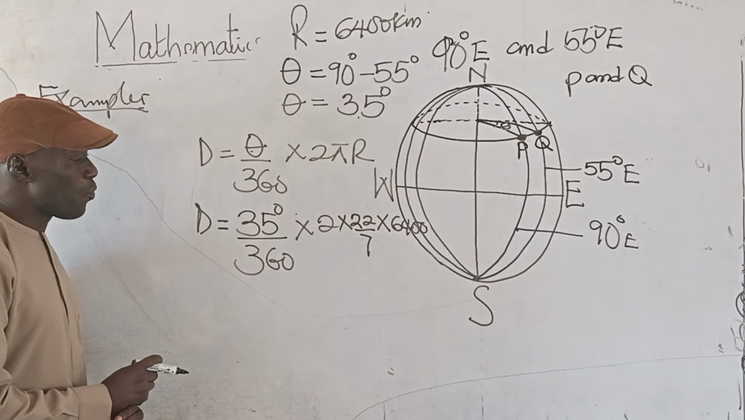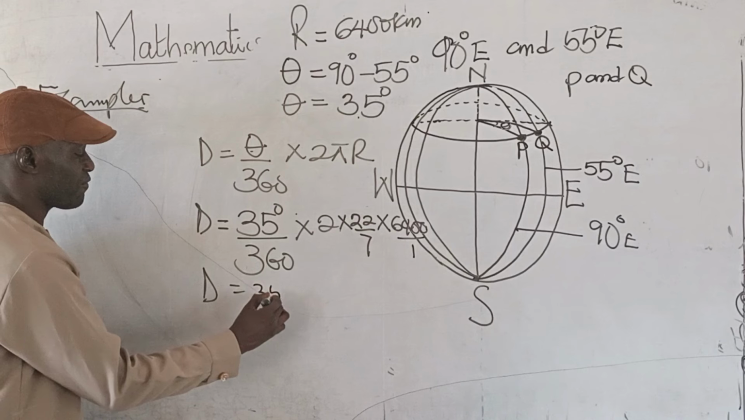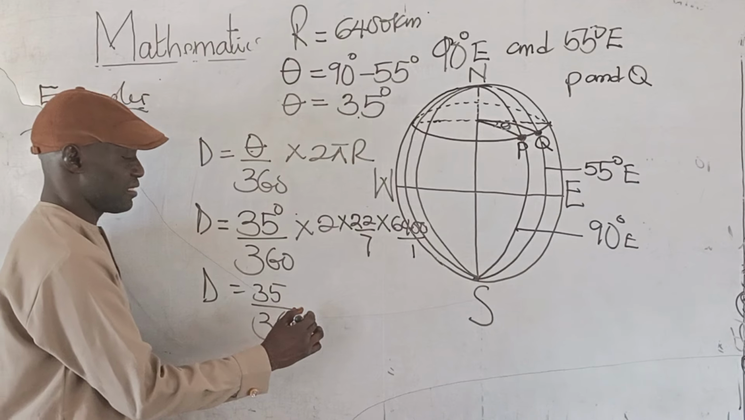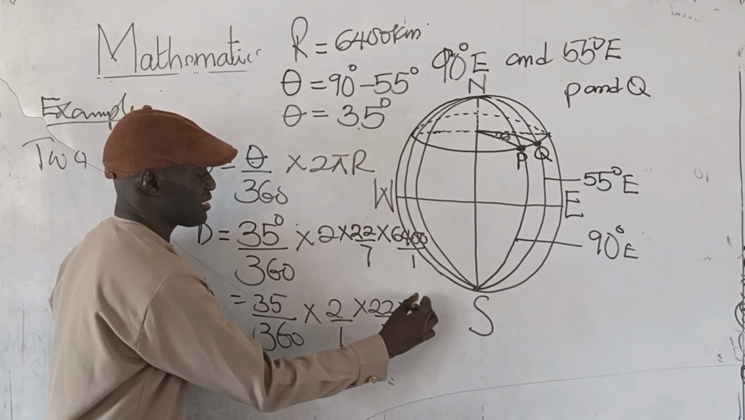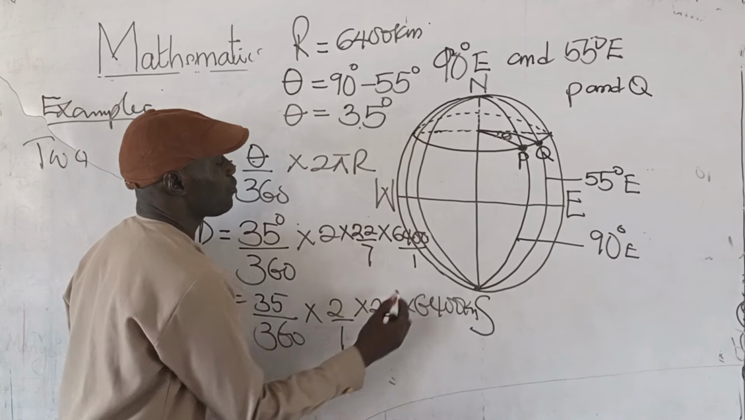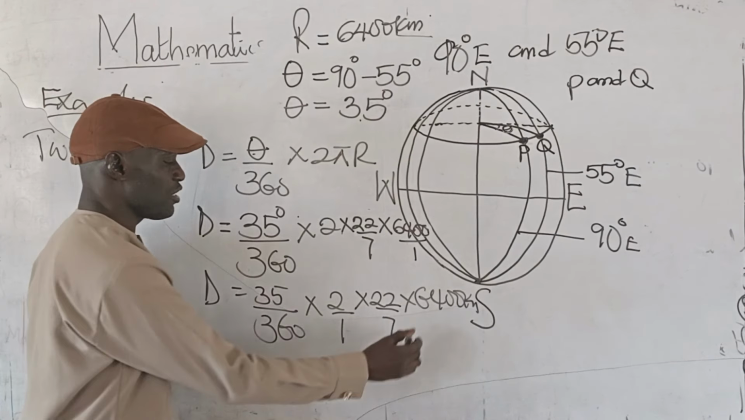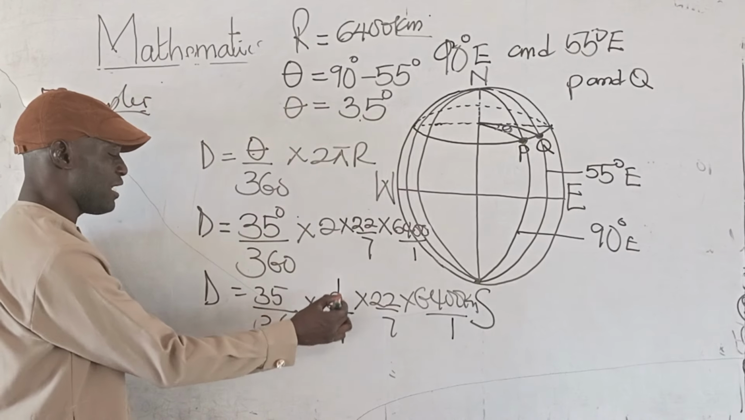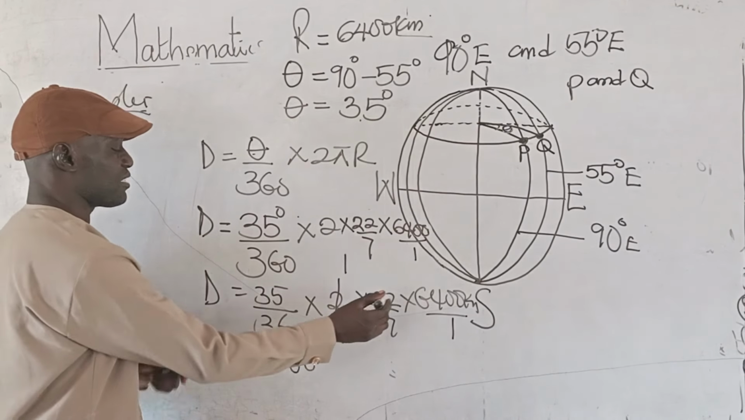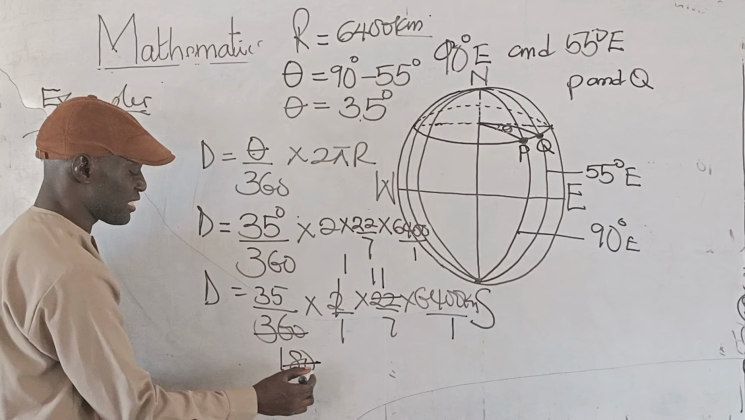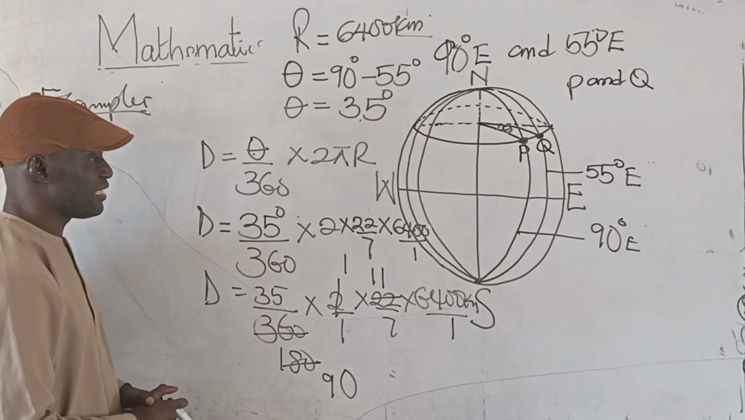So after that, what to do? We now work on the calculation, which is D equals 35/360 times 2/1 times 22/7 times 6,400 km. Don't forget to be adding your km. Km simply means distance. So what to do now is to work on the simple calculation. You can see that 2 goes there 1, 2 goes there is 180. And 2 goes in 22, which is 11, and 2 goes in 180, which is 90. So let's look at what goes in 35 also goes in 90.